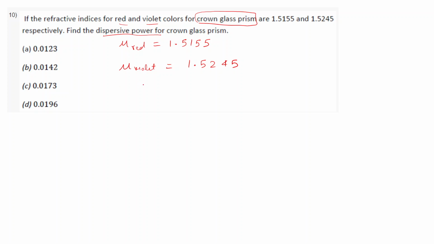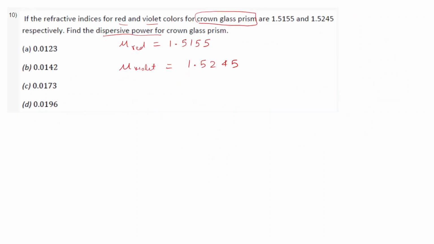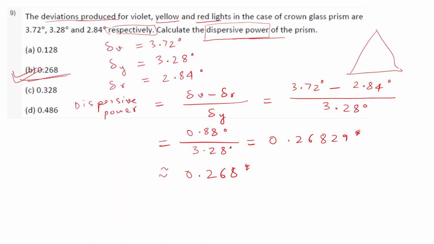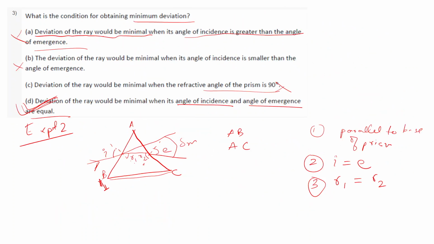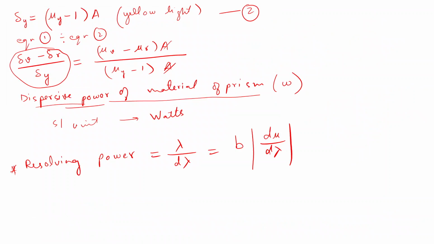Now here, in the previous question we used the deviation-dependent formula for the dispersive power calculation. For calculating dispersive power in this particular situation, we'll use the relation depending on refractive index. We had derived that as well. Here you can see this was the dispersive power in terms of angle of deviation.